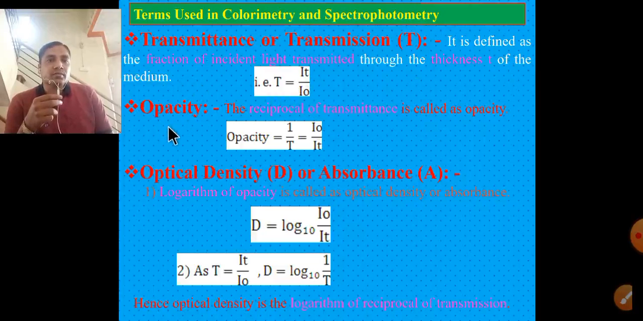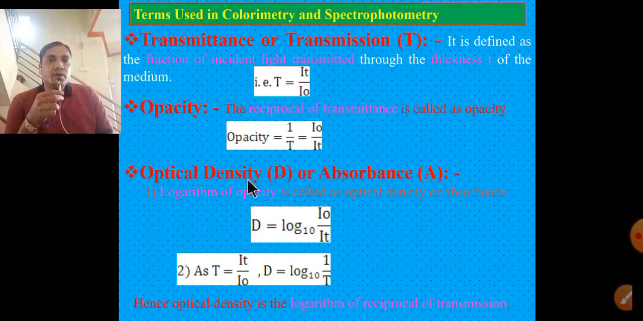Opacity: the reciprocal of transmittance is called opacity. That is, opacity is equal to 1 upon T, that is equal to I0 upon It. That is the reciprocal of the transmittance.